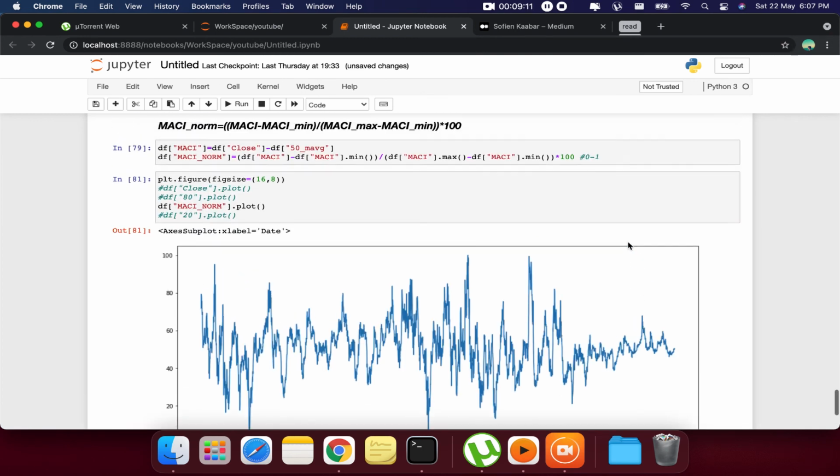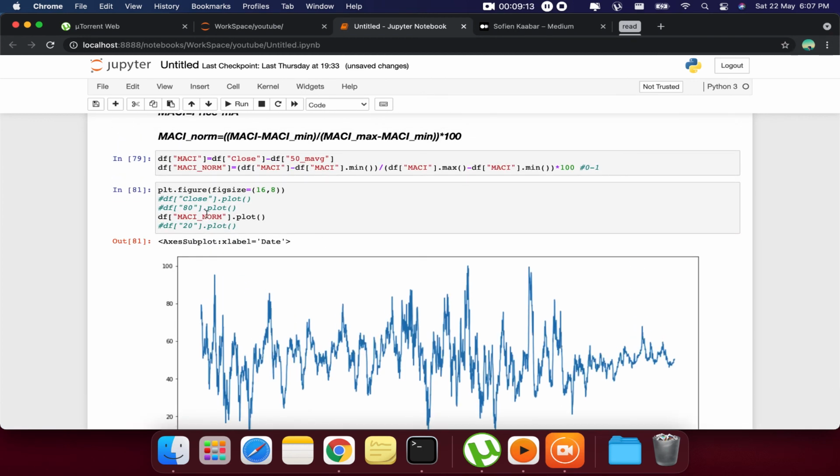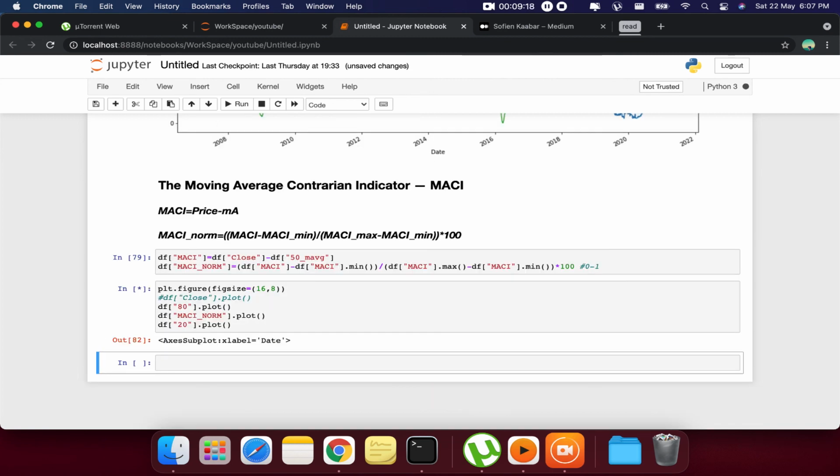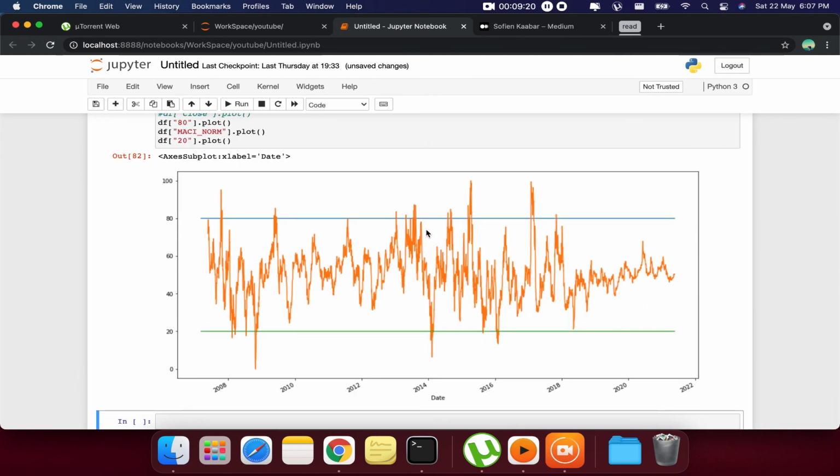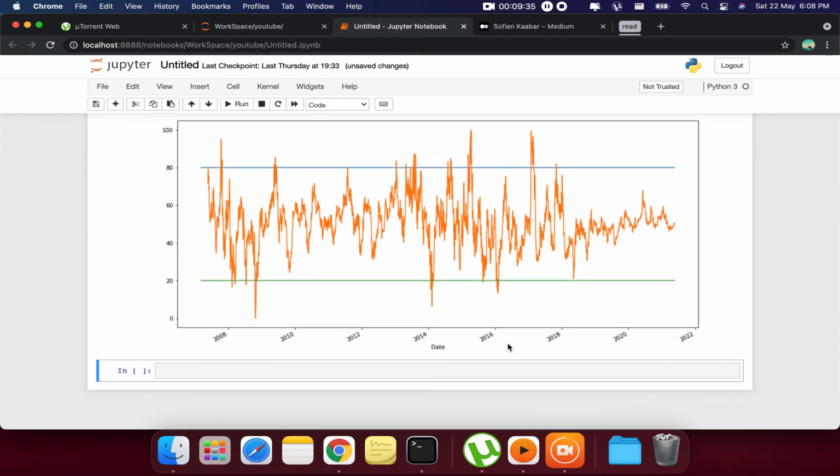But for the strategy derivation, this also works. We can have the same 80-20 ratio, and whenever the MACI line crosses the 80 line, when it intersects with it, we get a sell signal, and whenever it reaches 20, we get a buy signal. Now this is all right.